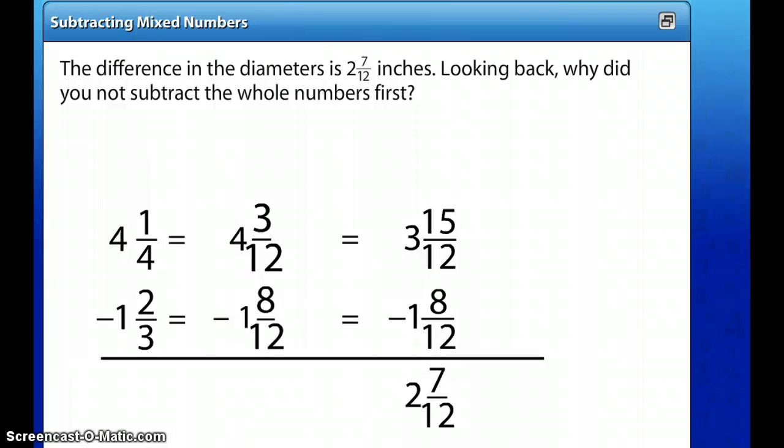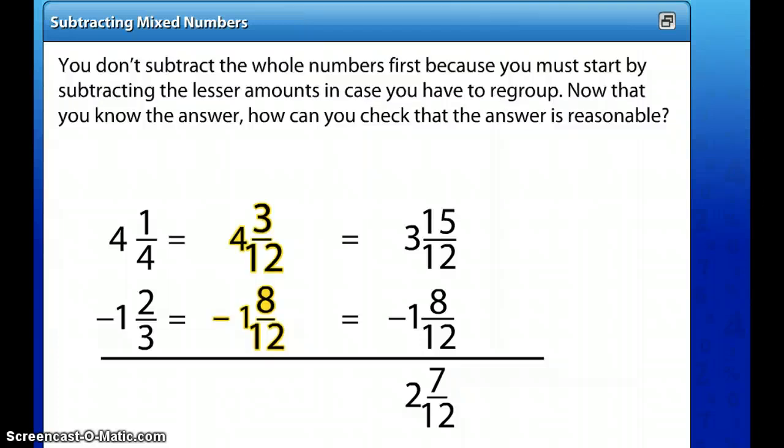Looking back, why did you not subtract the whole numbers first? Austin? Because you wouldn't know if your numerator is bigger. Yeah, you might need to regroup and borrow from that whole number. So you always start with the fractions and then do the whole numbers last. You don't subtract the whole numbers first because you must start by subtracting the lesser amounts in case you have to regroup. Now that you know the answer, how can you check that the answer is reasonable?